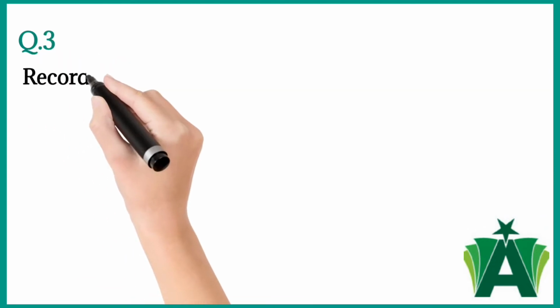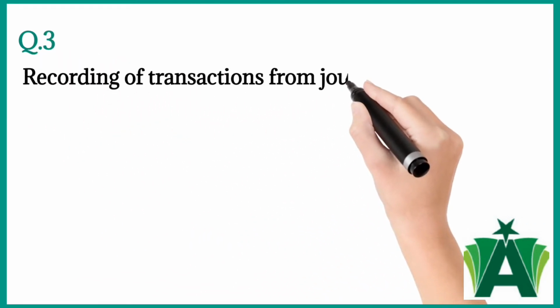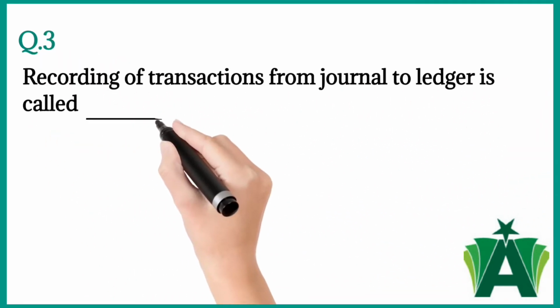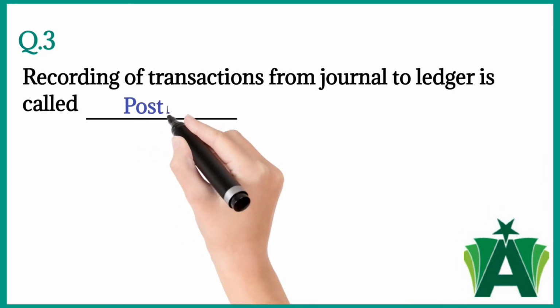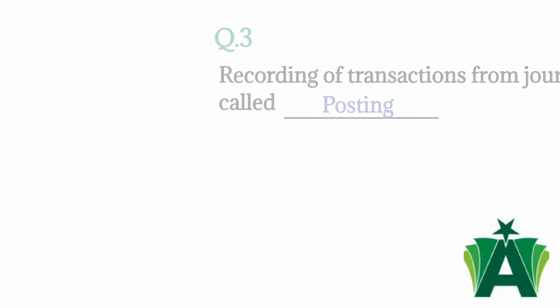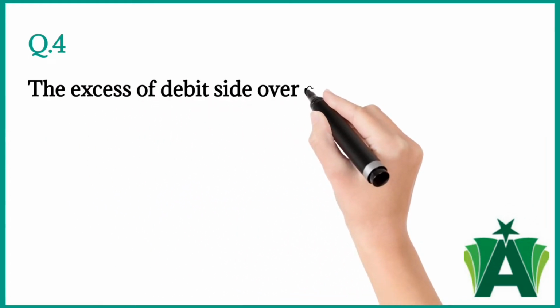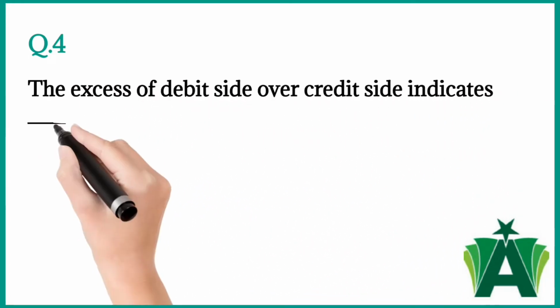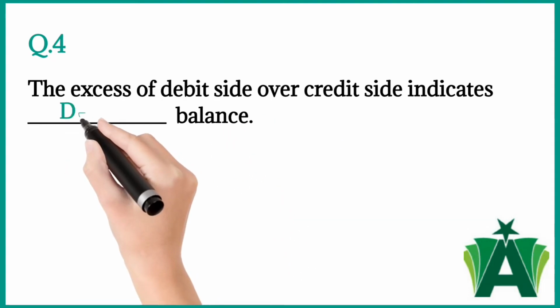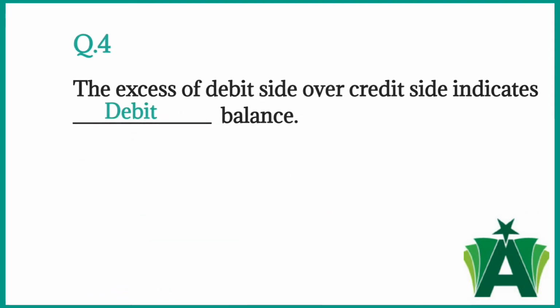Question number 3. Recording of transactions from journal to ledger is called dash. The correct answer is posting. Question number 4. The excess of debit side over credit side indicates dash balance. The correct answer is debit.